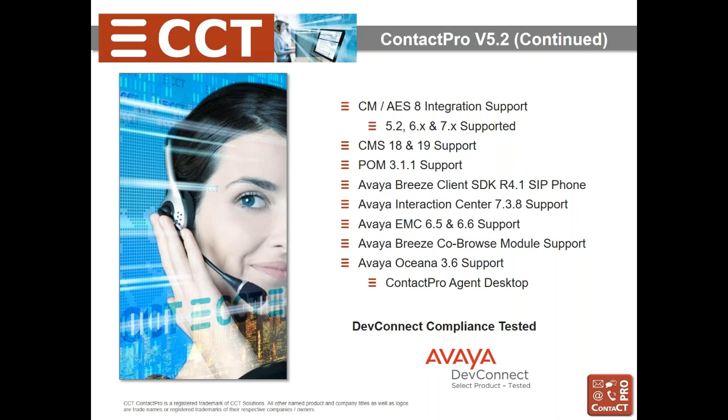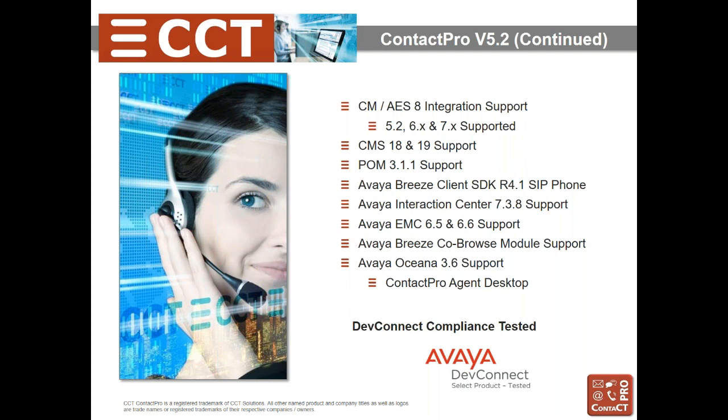The Avaya Breeze client, the SDK, provides a SIP soft phone media termination functionality for those that don't want a physical hard phone. So our desktop application can be the physical phone at this point. And then as part of the latest release of software, we're now certified against the Avaya Interaction Center 7.3.8 release and the EMC 6.5 and 6.6 releases. In those environments, we act as the agent desktop instead of using the out-of-the-box desktops from Interaction Center and EMC, and that ContactPro desktop provides some additional functionality to the agents that the out-of-the-box Avaya desktops don't offer.